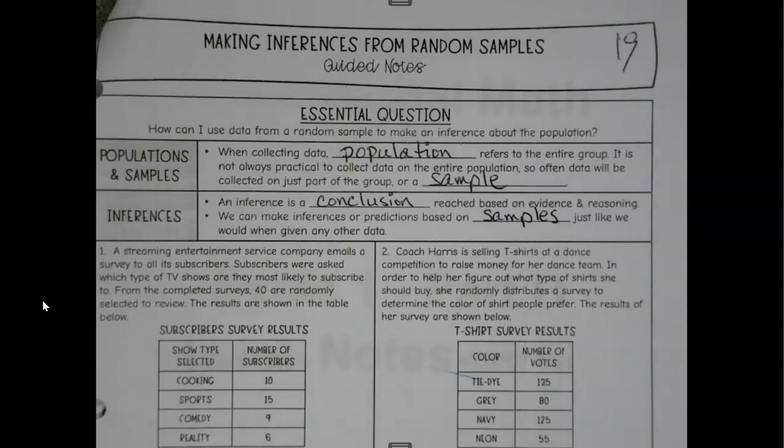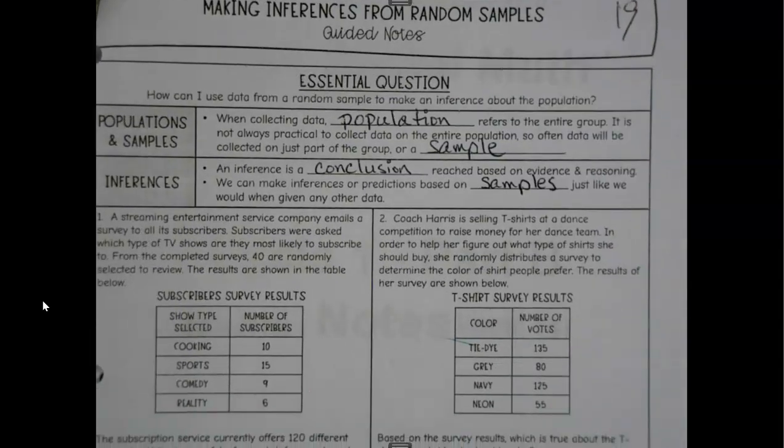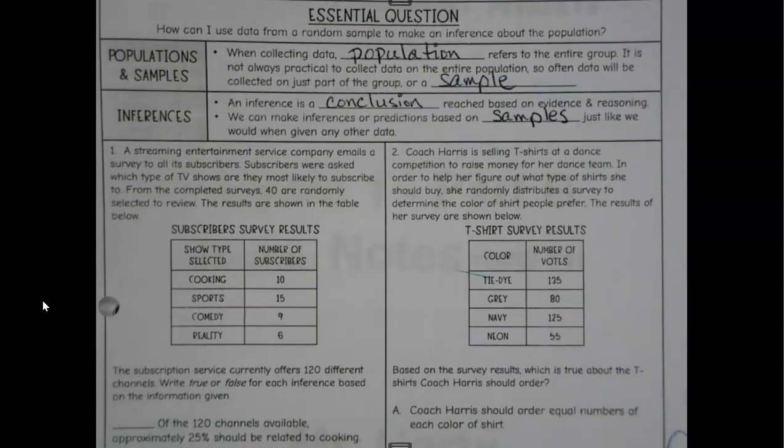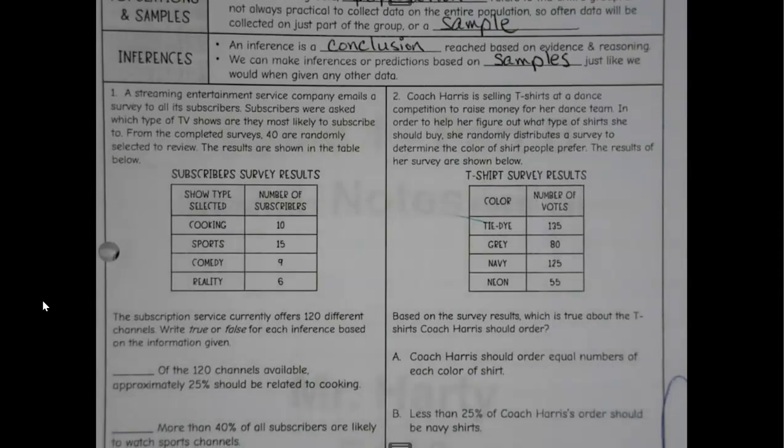So, they watch cooking shows, sports shows, comedy shows, reality shows. Now, the subscription service currently offers 120 different channels. Mark true or false for each inference based on the information given. Now, sometimes we're going to be able to just look at the chart and figure it out. Other times, we're going to have to do a little math here to figure this out. I'm a crazy person. I always do all this math in advance, but that's not always the best use of my time. So let's see what we got here.